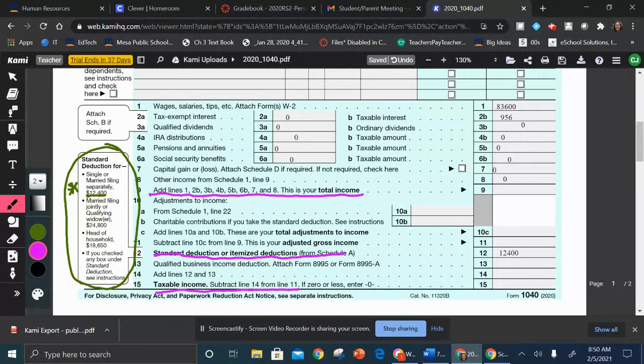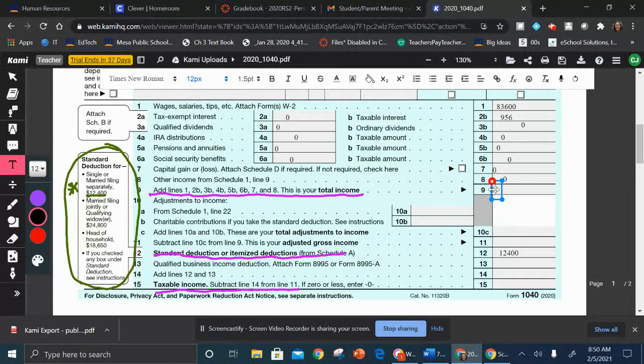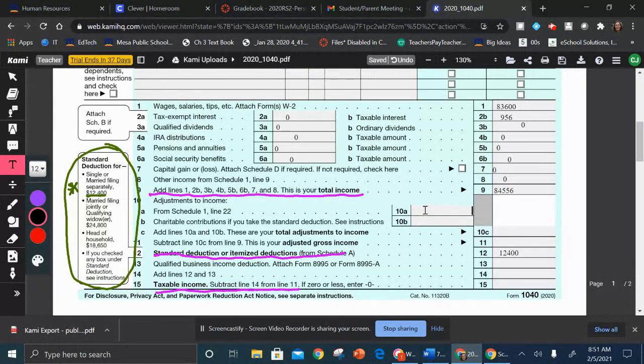If zero or less than zero, so if you got a negative amount, you would enter 0 on that amount. Okay, so we're going to add them together. So I'm adding together that 83,600 to the 956. If you made any charitable contributions, that would include anything like to a church, Goodwill, anything that you're contributing to.